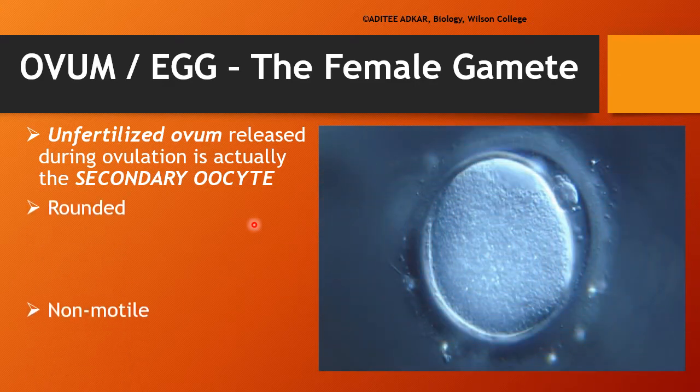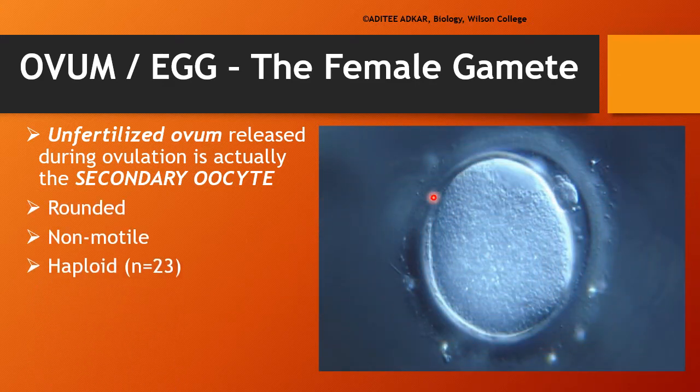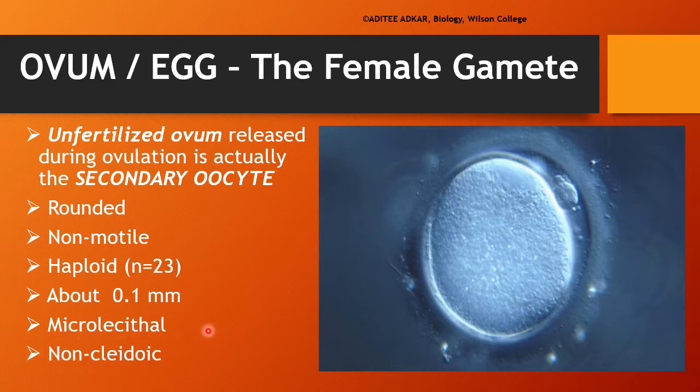This human female gamete is a rounded, non-motile structure. As it is a gamete, it is haploid. This gamete shows very little or almost no yolk. Hence, it is known as microlecithal. Also, as there is no hard shell covering around this gamete, it is called non-cleidoic.